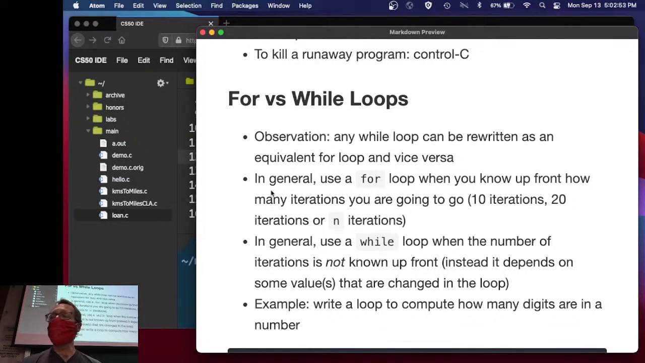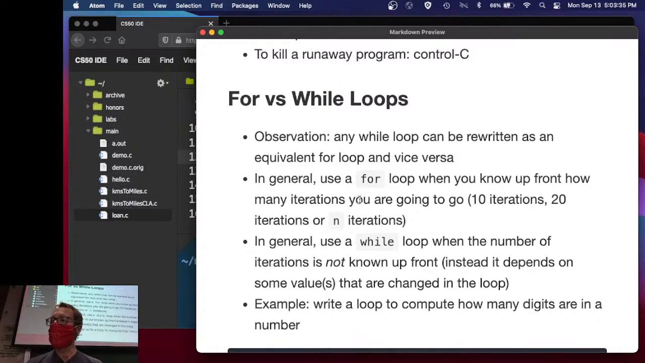In general, you use a for loop when you know up front how many iterations you're actually going to go. If you want to count from 1 to 10, a for loop is very natural for that because you start at 1, you go up by 1, and you end at 10. If you have 20 iterations, or if that's stored in a variable like n iterations, like you're going to experience in your lab tomorrow, then a for loop is way more natural than using a while loop. In general, you use a while loop when you don't know up front how many iterations you're going to go for. It depends on the input, right? On one input, you could be going for 5 iterations. On another input, you could be going for 50 iterations. You just don't know because it's part of the loop control structure.